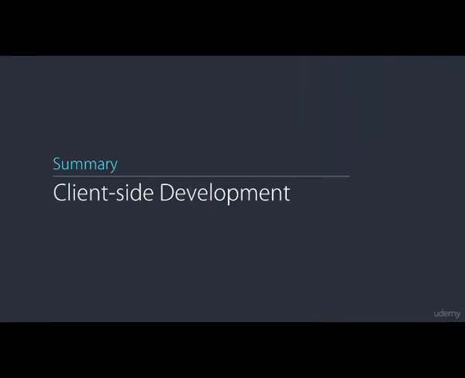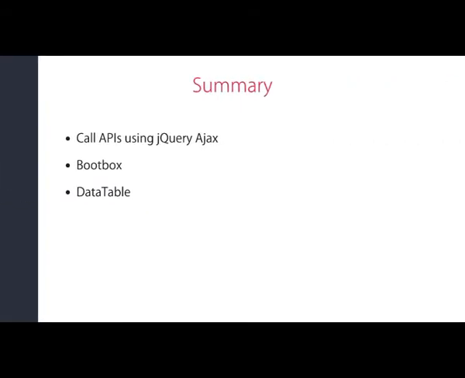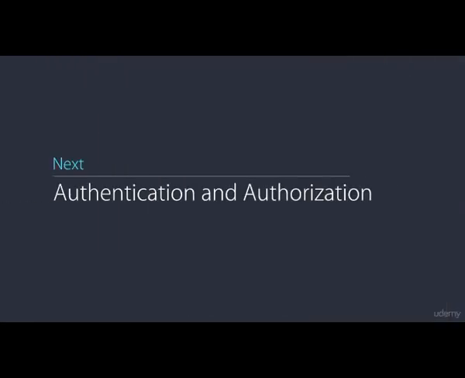So this section was all about client-side development. You saw how easy it is to call web APIs using jQuery AJAX. You also learned about two of my favorite jQuery plugins, Bootbox and DataTable. In the next section, we're going to add authentication and authorization to our application. We want to make sure that certain features are only available to users with a specific role. So I will see you in the next section.